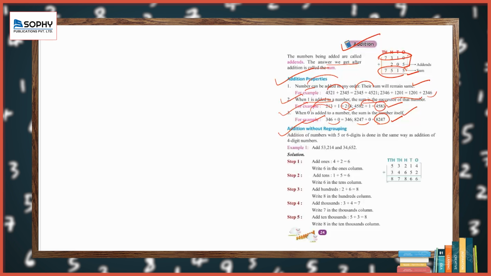Addition without regrouping. Addition of 5 or 6 digit numbers is done in the same way as addition of 4 digit numbers. For example, students, we have to add these 2 numbers. In step 1, we add the ones, that is 4 plus 2, and write 6 in the ones column. Then we add the tens, and write 6 in the tens column. After that we add the hundreds and write 8 in the hundreds column. After that we add the thousands, 3 plus 4, that is 7, in the thousands column. And in the last step we add the ten thousands and write 8. So the sum is 87,866, students.